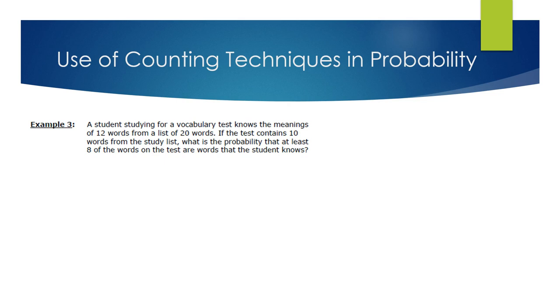Now, this question is very similar, because we're being told that we have 20 words in total. 12 of them are known, 8 are unknown. And you're being asked, if there are 10 words on the test, what's the probability that at least 8 of those words are ones that the student already knows? So take a moment, figure out how you would answer that question, and then we will go over it.